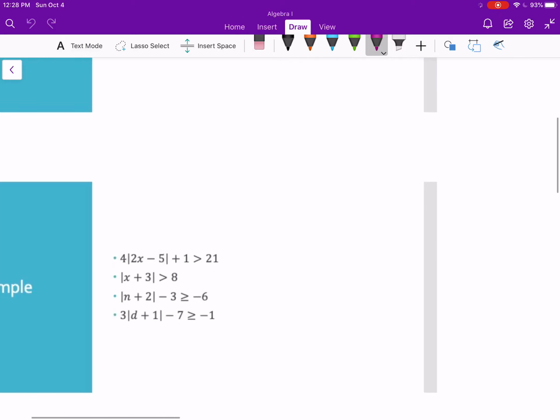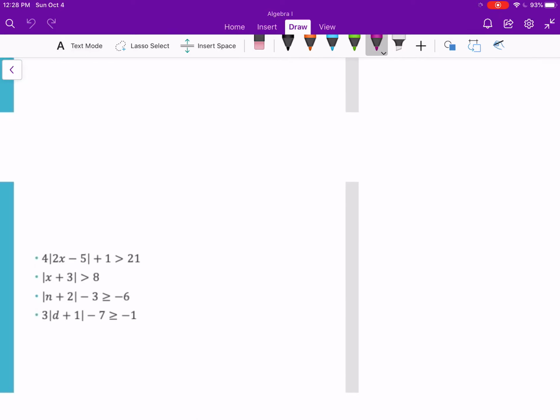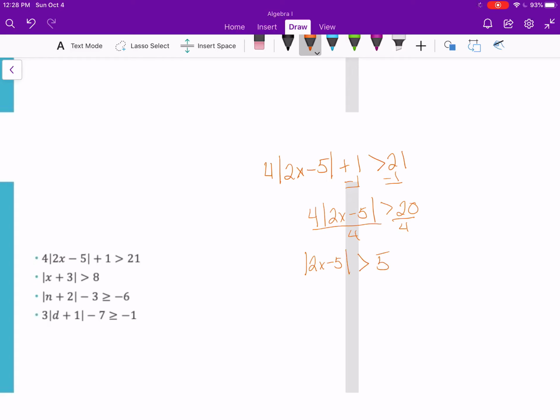So let's look at this first example. So we have 4 times the absolute value of 2x minus 5 plus 1 is greater than 21. Just like with equations, what we want to do is get the absolute value by itself. So we're going to subtract 1. 4 times the absolute value of 2x minus 5 is greater than 20. Divide both sides by 4. So the absolute value of 2x minus 5 is greater than 5. Since it's a greater than, it's going to be an or.